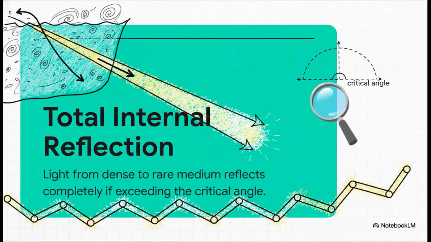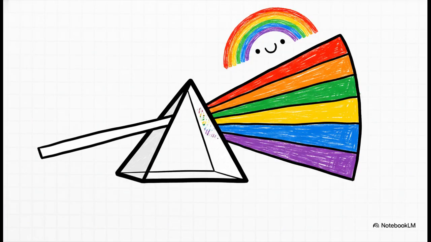The light is trapped. Then we have dispersion, which is the truly beautiful splitting of white light into its constituent colors. And it's actually just a side effect of refraction. You see, different wavelengths, meaning different colors, refract or bend at slightly different angles. Red bends the least, violet bends the most. And this, quite literally, is the exact recipe for a rainbow.